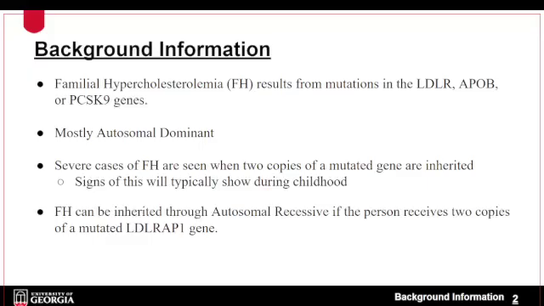Familial hypercholesterolemia, or FH, is a condition that results from mutations in the LDLR, ApoB, and PCSK9 genes that have an autosomal dominant pattern of inheritance. In some rare cases, a person can inherit two mutated copies of either the LDLR, ApoB, or PCSK9 gene, which results in a more severe case of FH that will usually appear during childhood. Another case of FH can be from a mutation in the LDLRAP1 gene, which is characterized by an autosomal recessive pattern requiring a mutated copy from both parents.